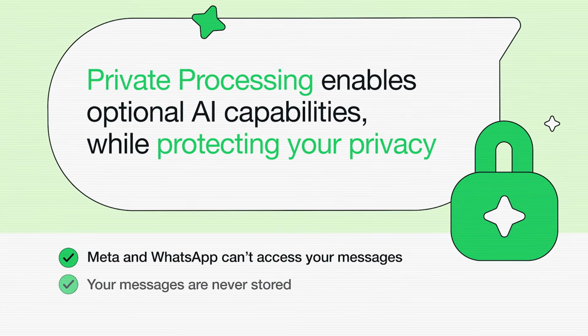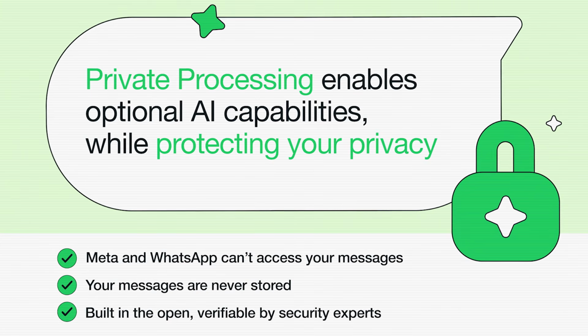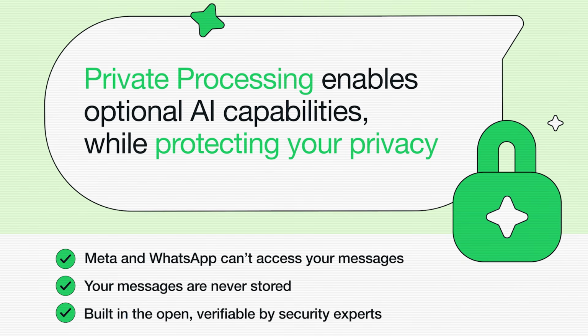Now, let's dive into the technical aspect of this. WhatsApp built something called private processing. This is pretty cool. It's a completely separate, isolated system, and it's designed this way on purpose. When you use AI to summarize a message or help with writing, only the specific text you choose is sent, processed, and then discarded. It's not stored and it's not connected back to your chat history.